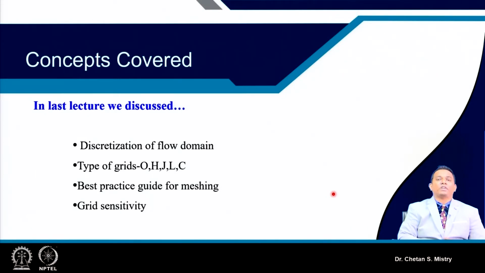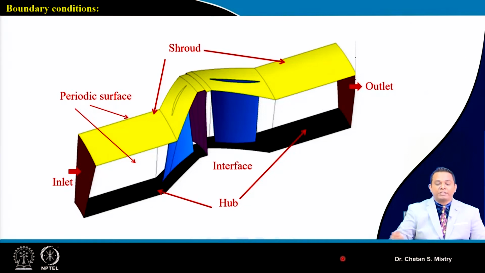Now, once we have done our meshing, the next requirement is to have the solution to the problem, or we want to solve the flow domain now. In order to solve that flow domain, we need what are called different boundary conditions. So let's try to understand what exactly is the meaning of boundary condition. Suppose this is a stator and rotor combination. If we look at the very entry point, that is called the inlet.